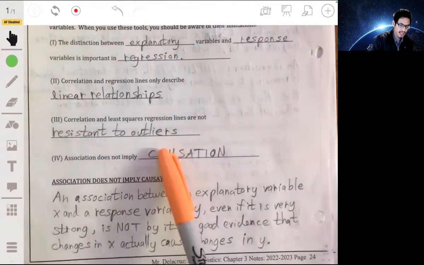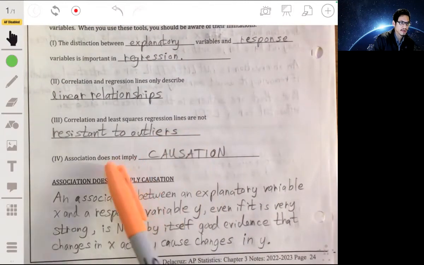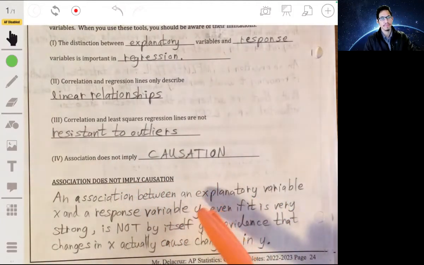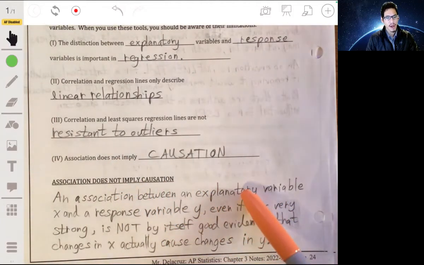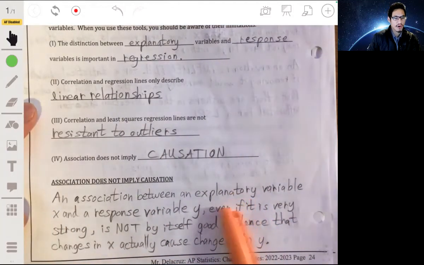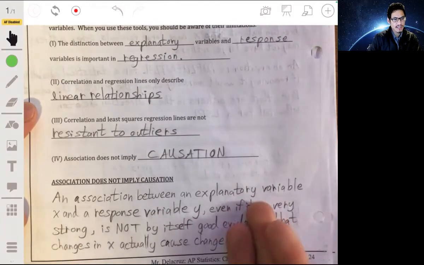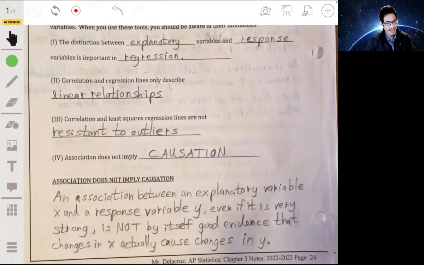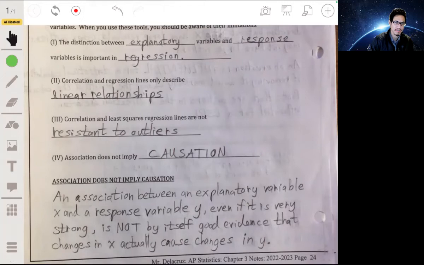And again, that saying that I mentioned a minute ago: association does not imply causation. Even if you have a strong association between two variables, like maybe 0.9, you can't just say, oh well, since it's strong, that means X causes Y. That in itself doesn't mean that's going to be true. It's not good evidence. You have to look at other stuff.